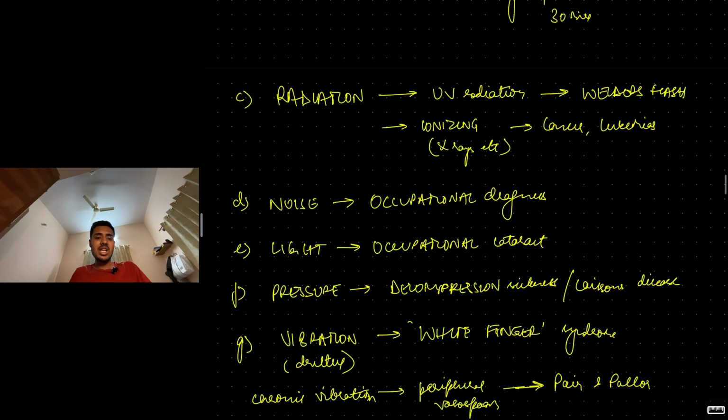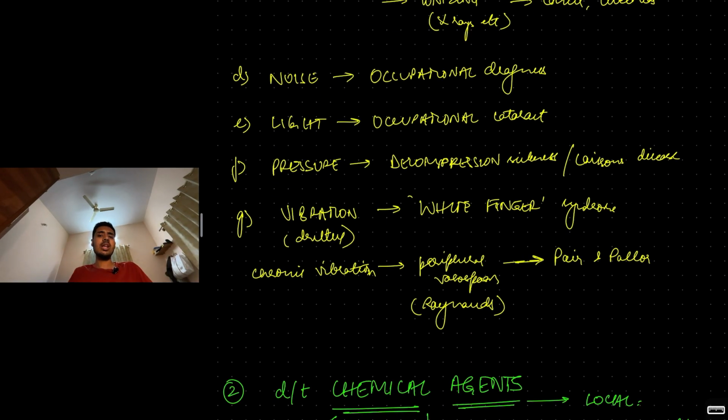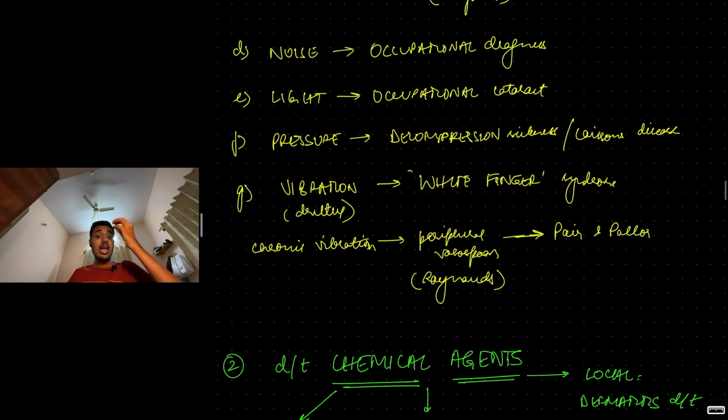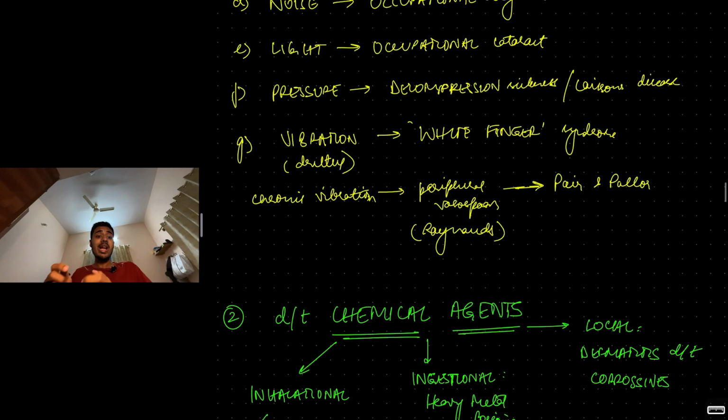Radiation exposure, UV radiation in welders can lead to something known as welder's flash. Ionizing radiation can cause cancer, leukemias, sterility. Excessive noise exposure during occupation can lead to occupational deafness. Light exposure can lead to occupational cataract. Pressure can lead to decompression sickness or Caisson's disease. Vibration exposure can lead to, in drillers for example, continuous chronic vibration can lead to white finger syndrome.